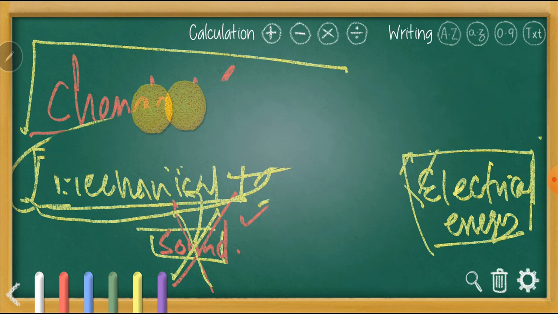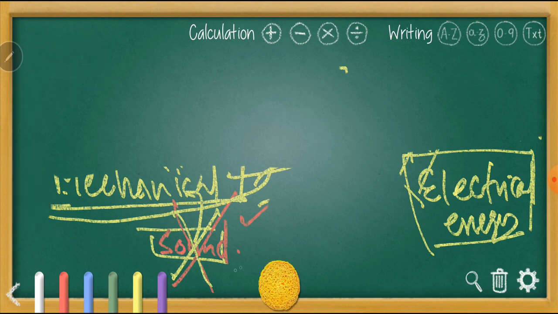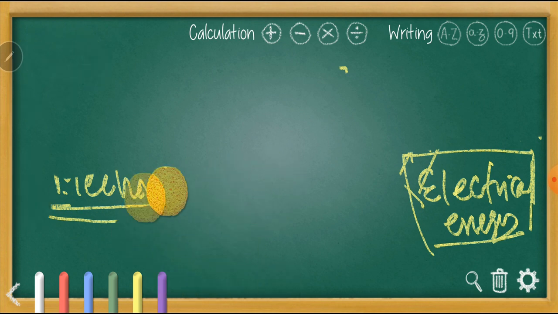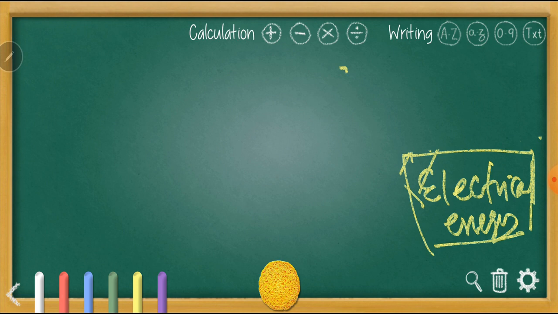Is that clear for you? The only energy which we use is electrical energy. And what is the purpose of electrical energy? It can be used to work different electrical equipment. You can see here a mixer grinder working, a fan working, and a bulb glowing.